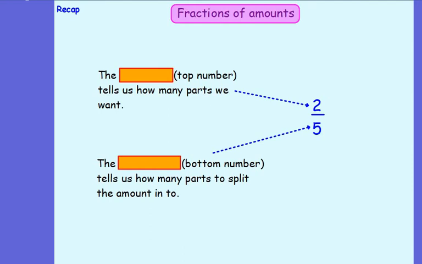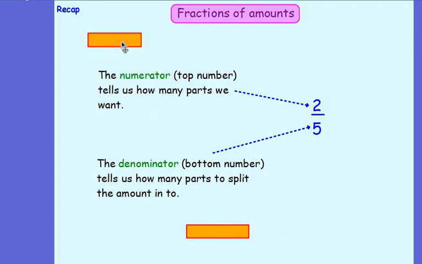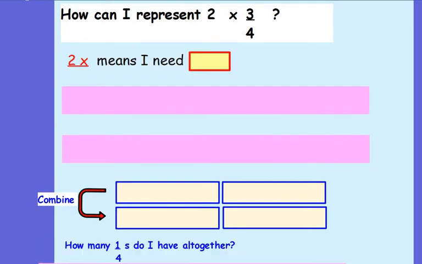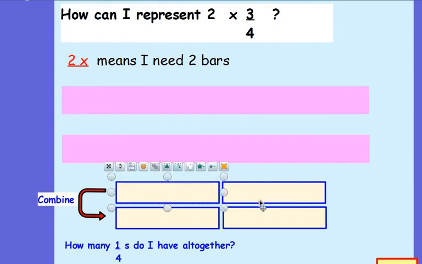So what have we learnt? We know that the bottom number, the denominator of the fraction, tells us how many parts to split the amount into, and the top number tells us how many parts we want to shade in, the number of parts we want. We're going to use this to do some multiplication of fractions, so pens down, eyes on me. How can I represent 2 times 3/4 using the bar model? 2 times means that I need 2 bars this time. So here's my 2 bars, 1 and 2.